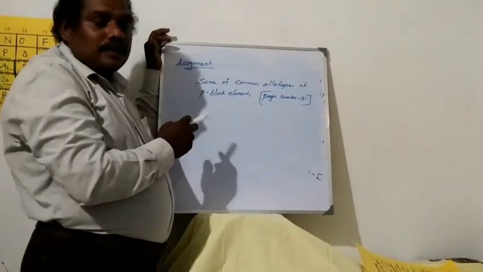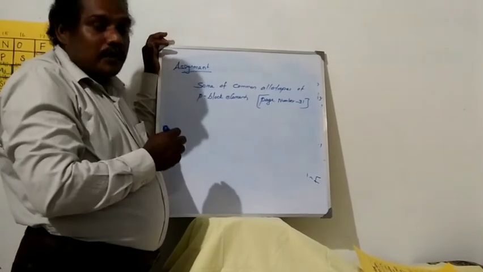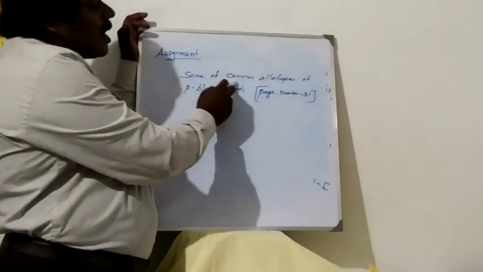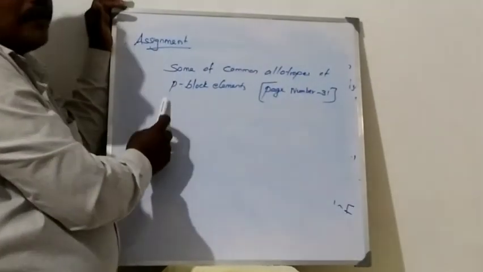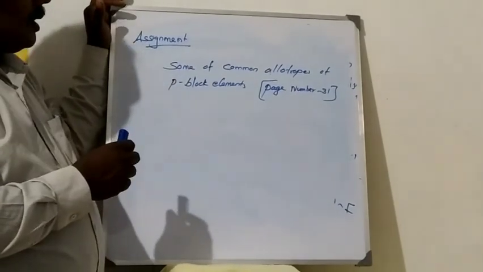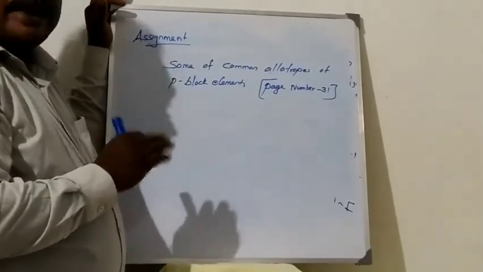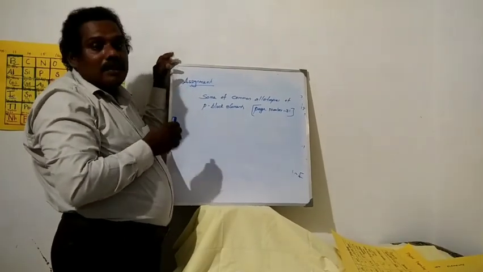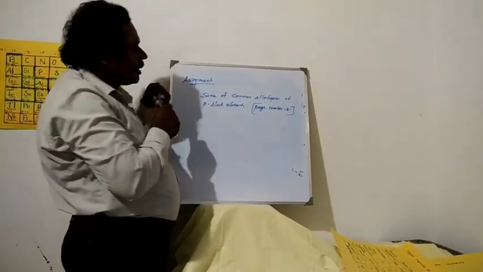Okay, my dear students, today's assignment you should learn. What is today's assignment? Some of the common allotropes of p-block elements, on page number 31 in the first volume book. All of you must learn that question. It's very important.